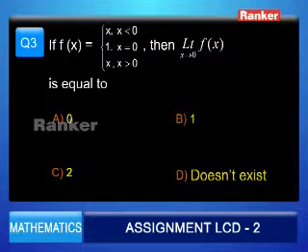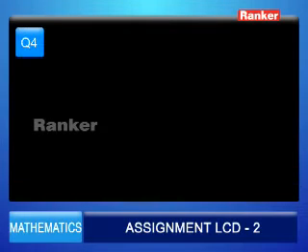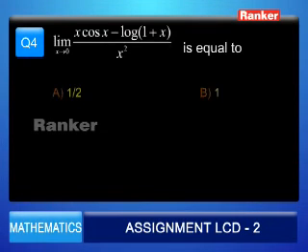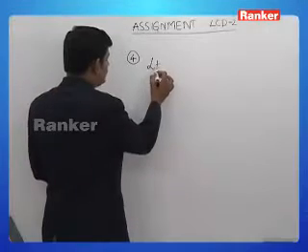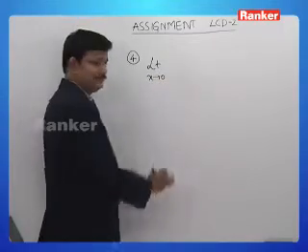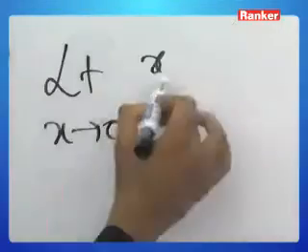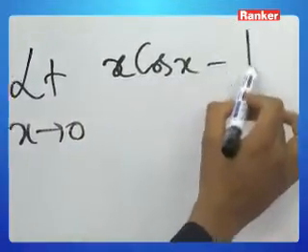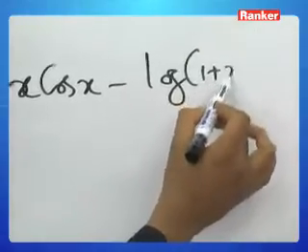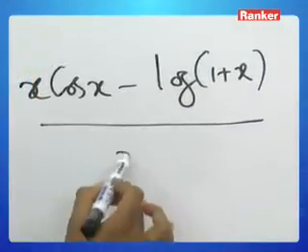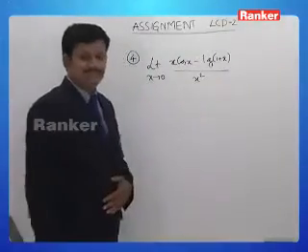Answer is option A. Next question: the limit as x tends to 0 of (x cos x minus log of 1 plus x) divided by x square is equal to, we have to evaluate the limit as x tends to 0 of x cos x minus log of 1 plus x divided by x square.